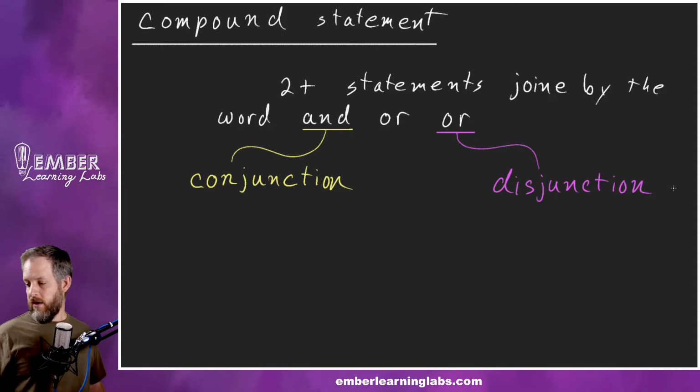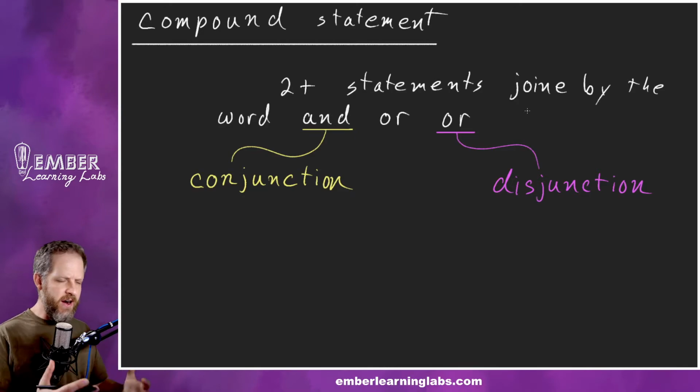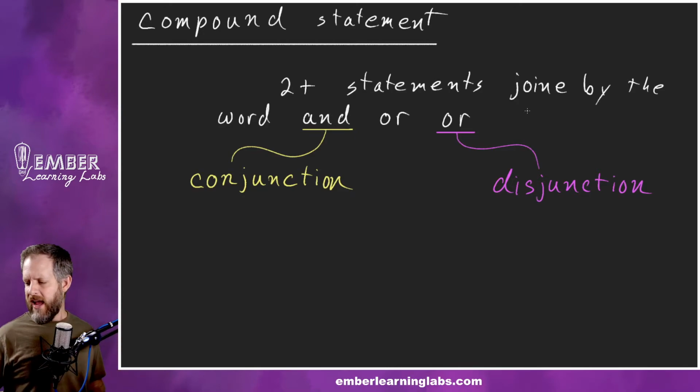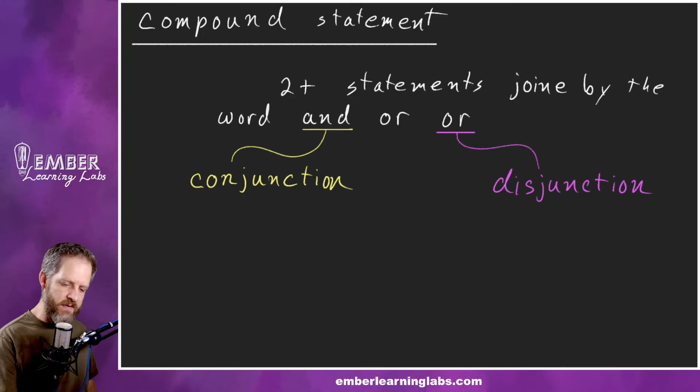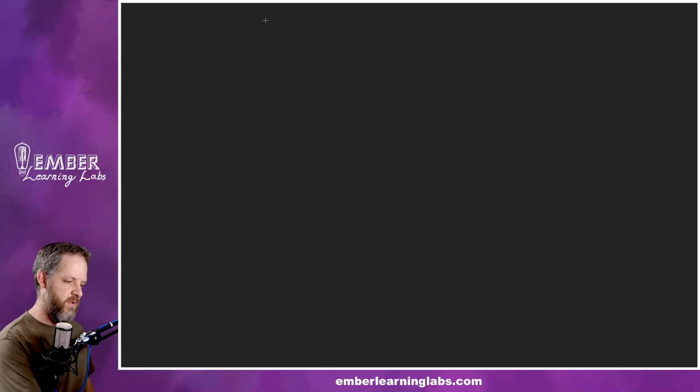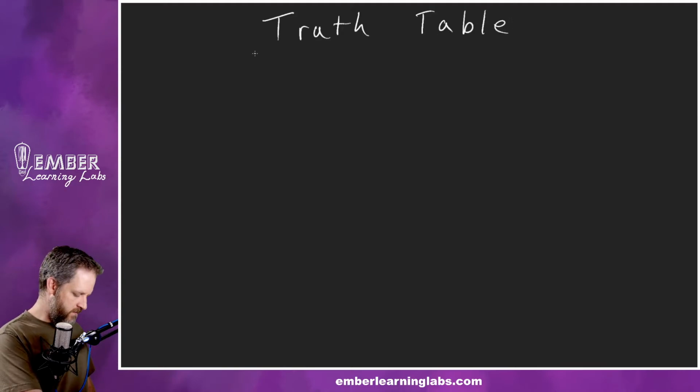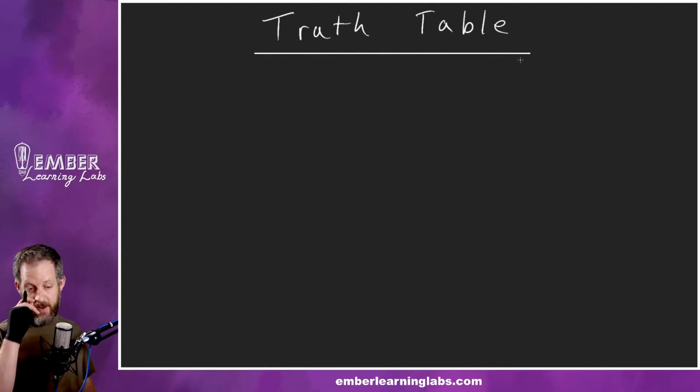Okay. So now, in order to figure out how the different truth values can work, it's helpful if we introduce the concept of a truth table. A truth table. So let's look at truth tables for these three different types of statement manipulation.